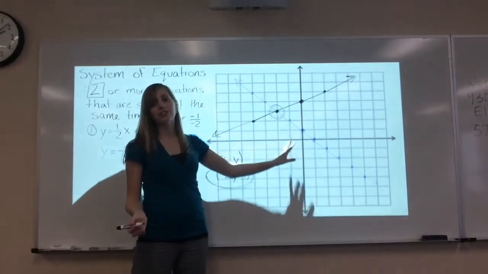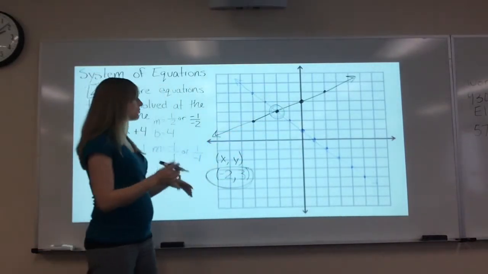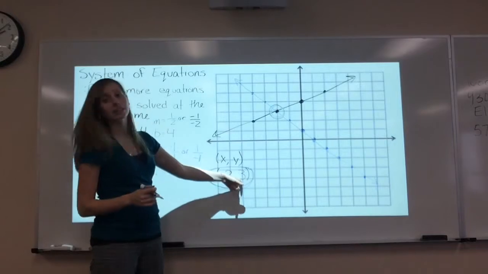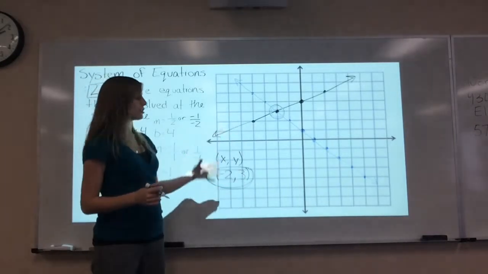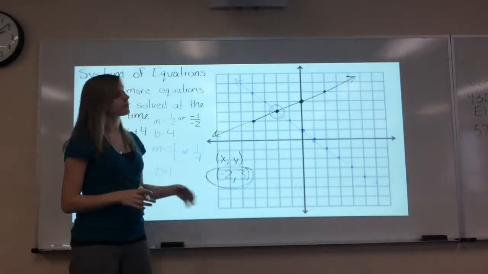That's not actually our answer. We're using the graph to find the answer. The actual answer is -2, 3. The graph is just a way of getting to that answer.